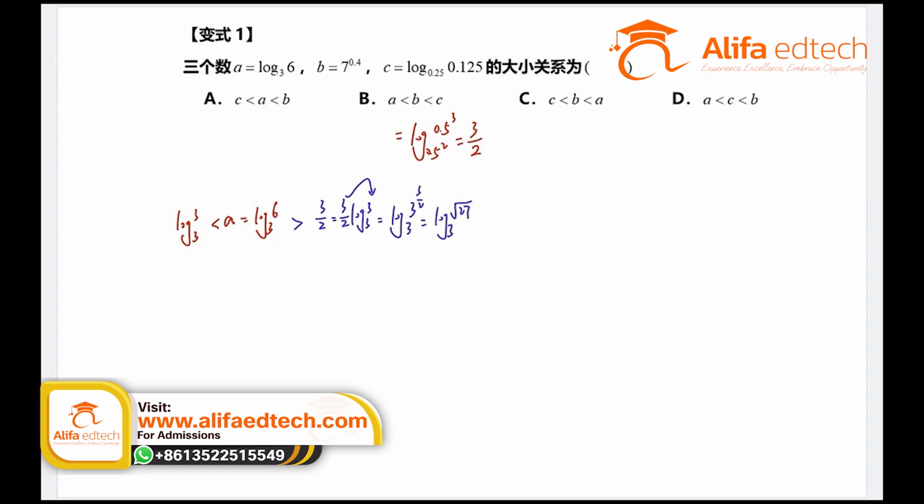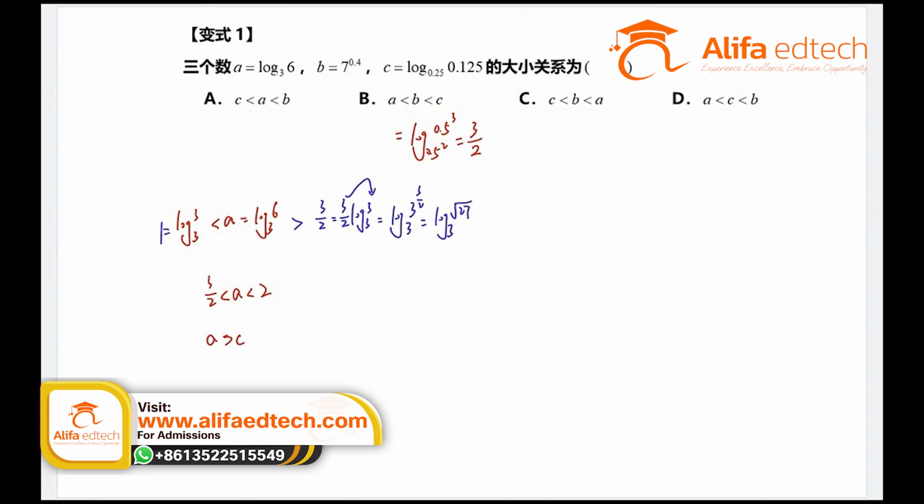So this means that a is not only greater than 1, but it's also greater than what? Greater than 3 over 2. Okay, and at the same time, log base 3 of 6 is definitely less than log base 3 of 9. So we can conclude that a is definitely greater than 3 over 2, and less than log base 3 of 9, which is 2. So in this case, the value of a must be greater than the value of c. Now we've found that a falls between 3 over 2 and 2.